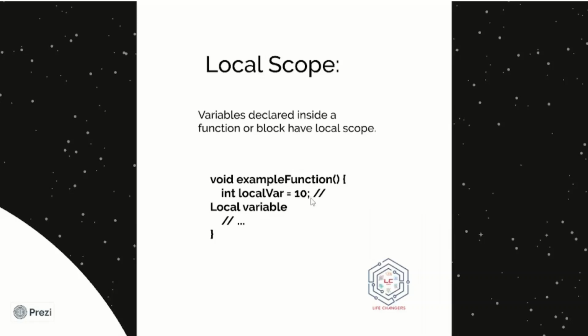In our programs we use many functions, right? If we want to access that 10 in another function, then it is not possible. Only inside this function can the local scope variable be accessed. Let us see a programming example for better understanding.